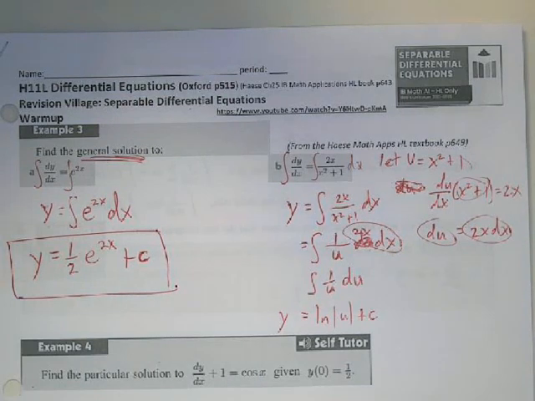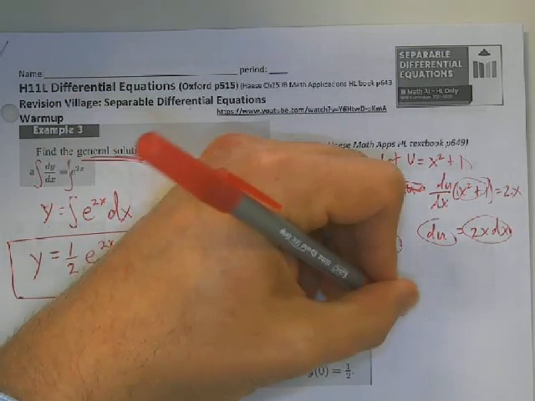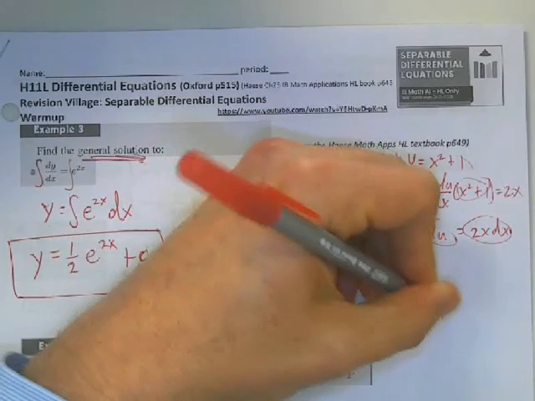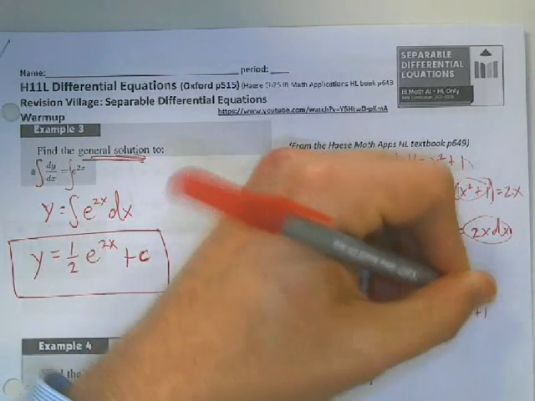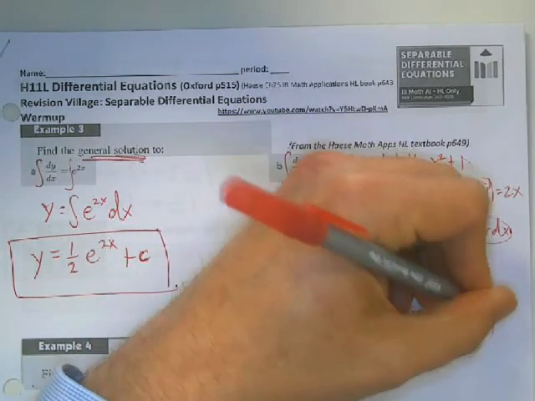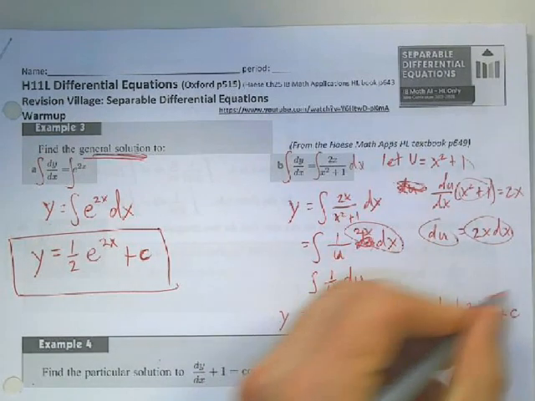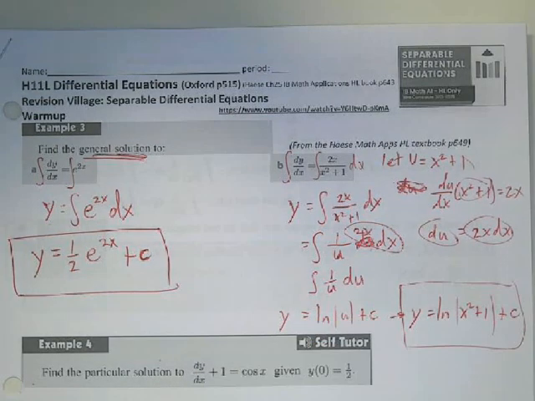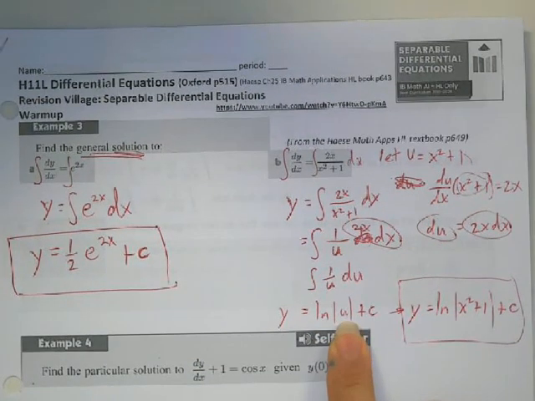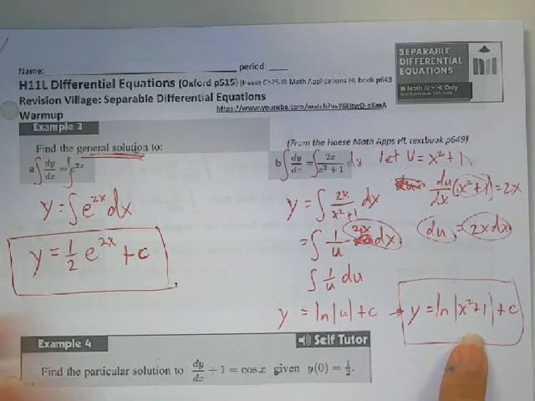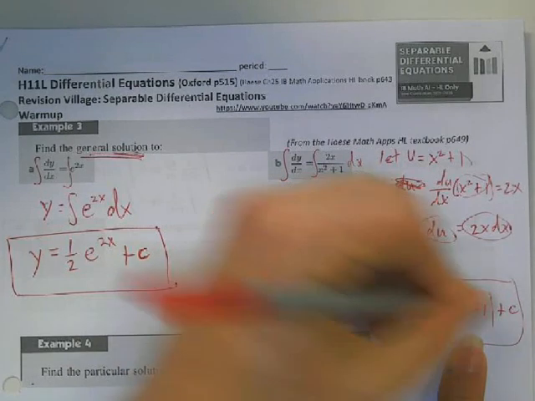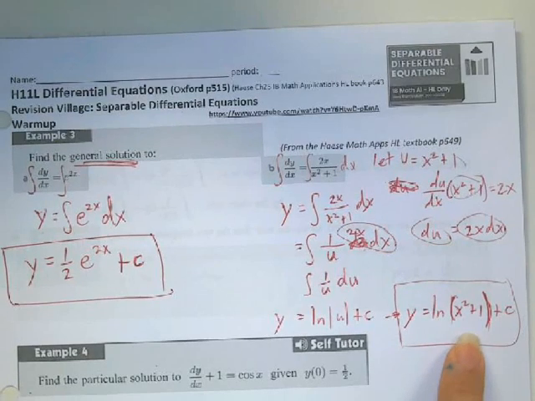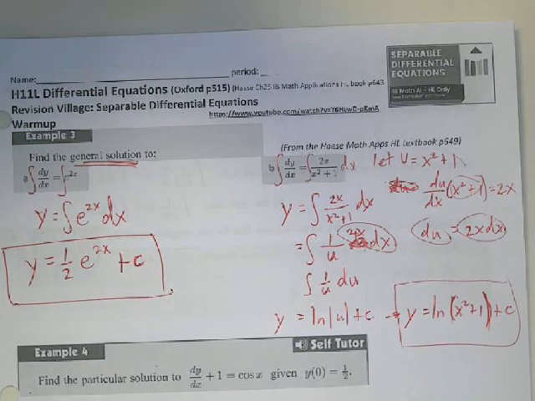And then we can't just leave it like that. We've got to substitute the x squared plus 1 back in place for u. So we get y equals natural log of absolute value of x squared plus 1 plus c. And the reason we do the absolute value is because this always needs to be positive. You can't take the natural log of anything negative. But in this case, we don't really need the absolute value, because whenever you square something, it will always be positive, and because it's plus 1, it's always going to be positive. So the absolute value is not necessary in this example.